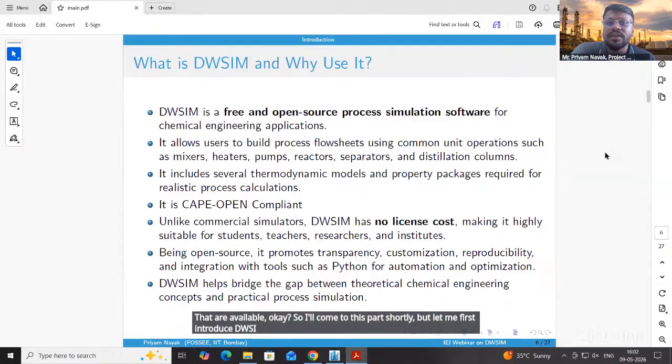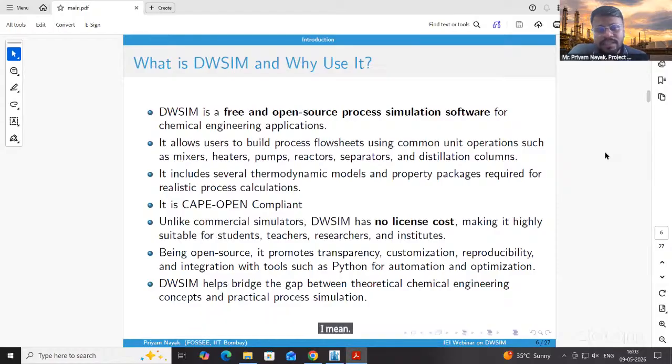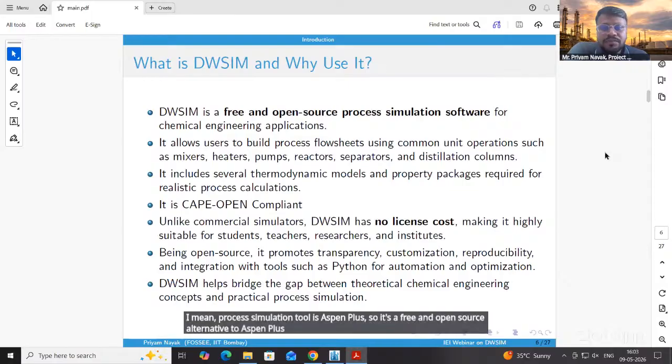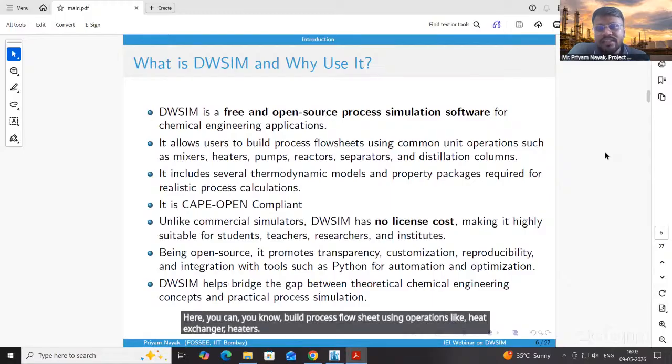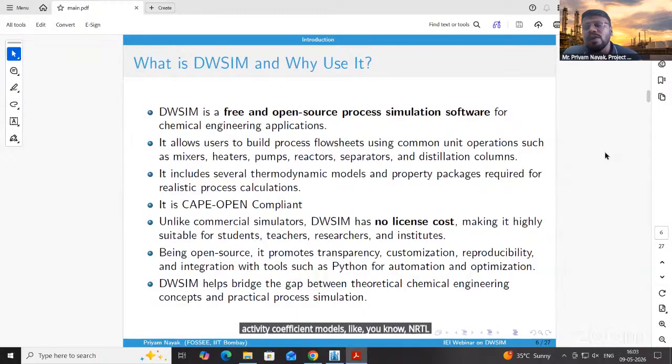As I mentioned, DWSIM is a free and open source process simulation tool that is used for chemical engineering applications. The most popular commercial process simulation tool is Aspen Plus, and DWSIM is a free and open source alternative to it. Here you can build a process flowsheet using operations like heat exchangers, heaters, pumps, reactors, distillation columns. It also includes several thermodynamic models like Peng-Robinson, Soave-Redlich-Kwong, and activity coefficient models like NRTL, UNIQUAC, UNIFAC.